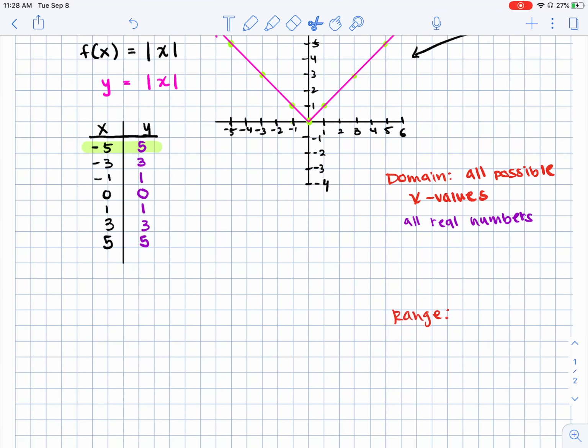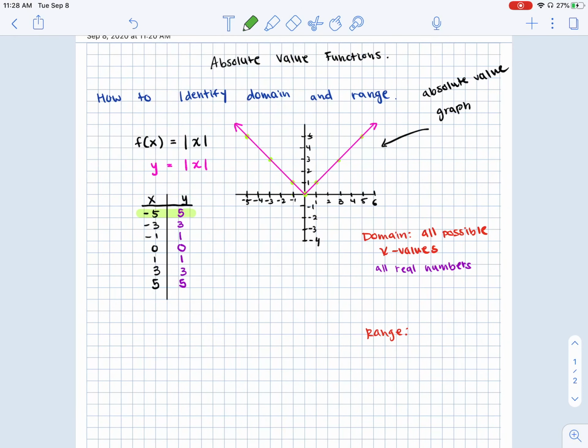Let me just move this a little bit lower. You'll also notice that depending on the textbook, we have all real numbers, but possibly Edgenuity might want you to mention that it goes from negative infinity all the way to positive infinity, because nothing's going to stop this graph. All positive x values and all negative x values are accounted for in the domain. So there's domain.